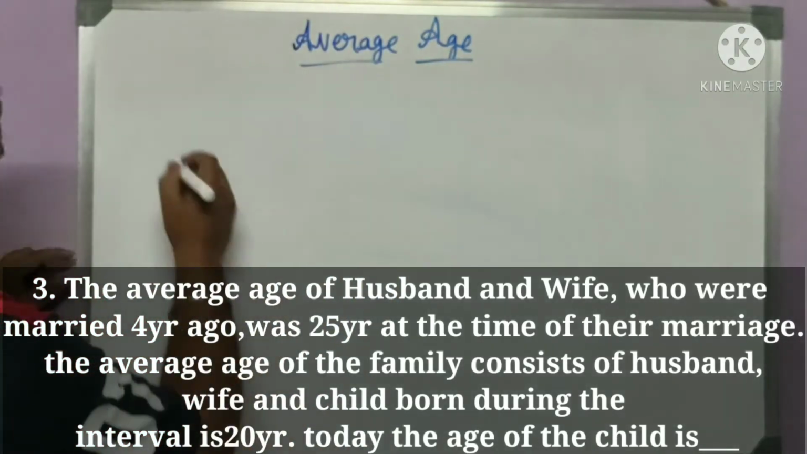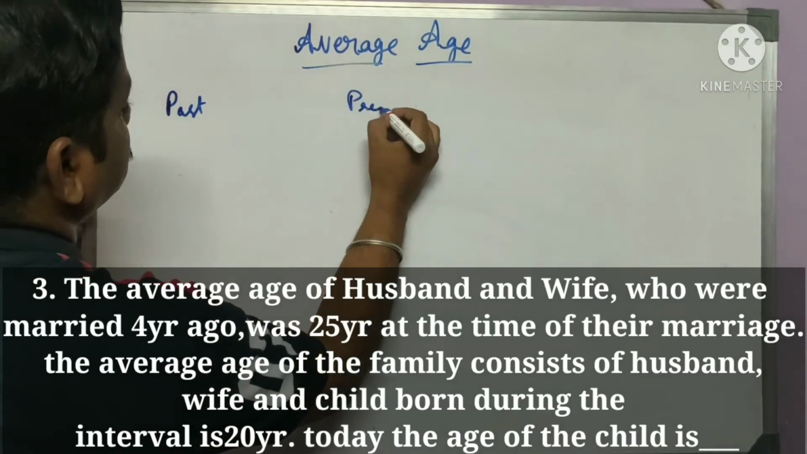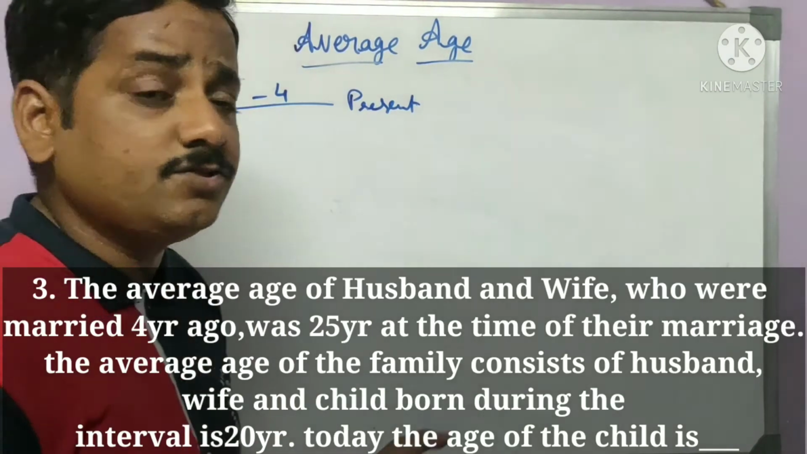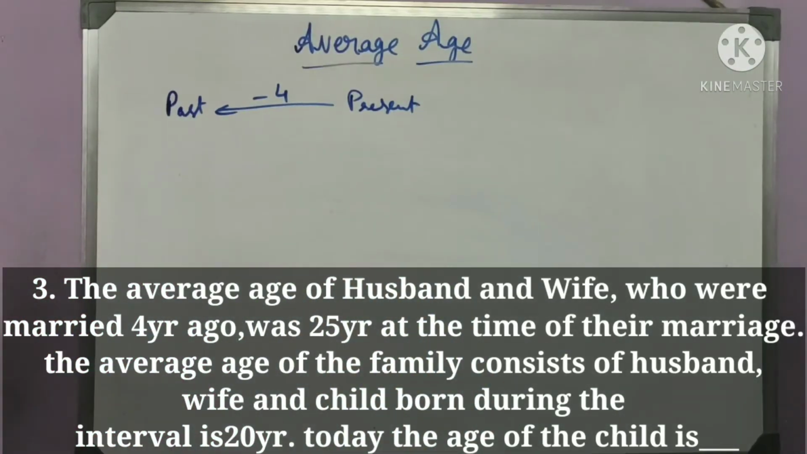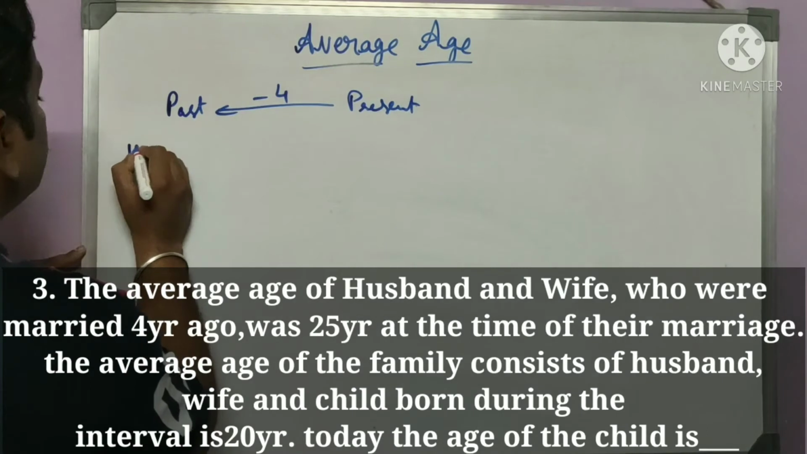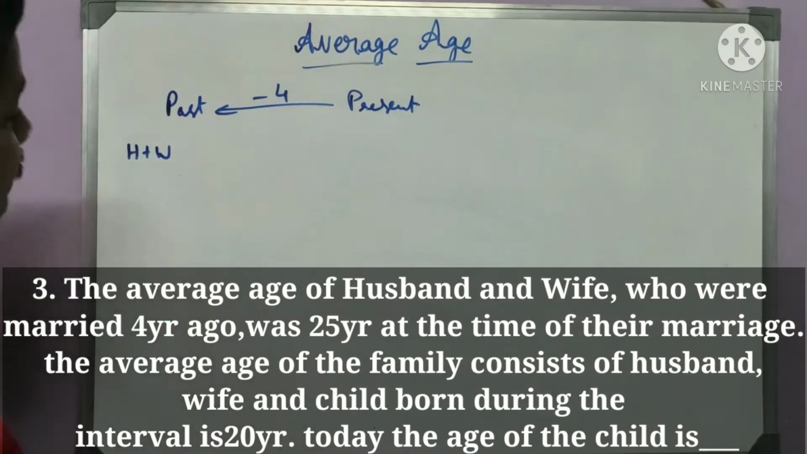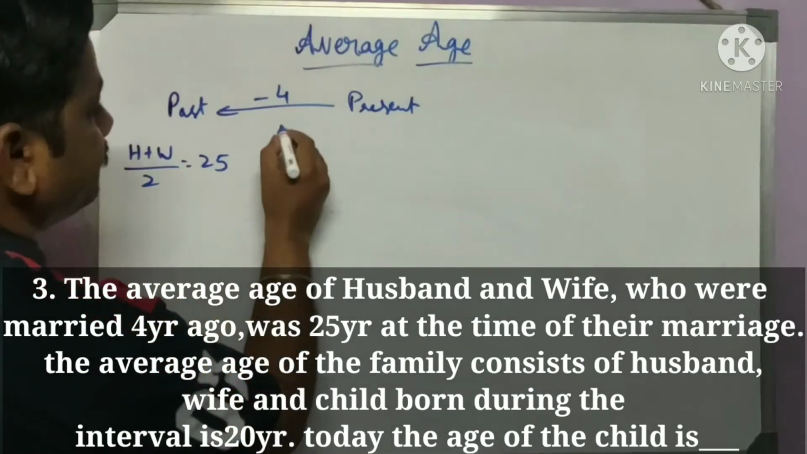So again we will have a past and present because they are talking about the past 4 years. Okay. So we can say minus 4 years. So 4 years ago they married together, husband and wife, two persons married together. And if we consider the average of husband and wife, the average was 25 years. That's what the question says. So husband and wife, if I divide by 2, that was 25 years.